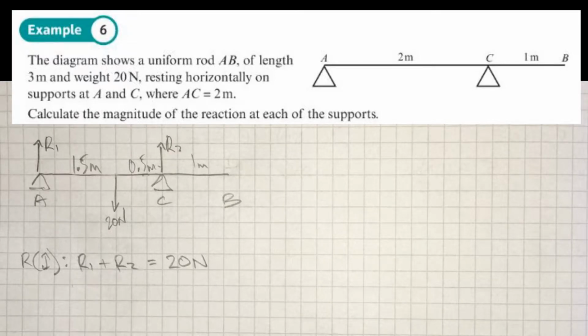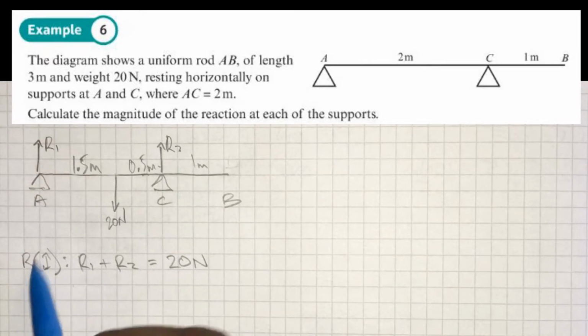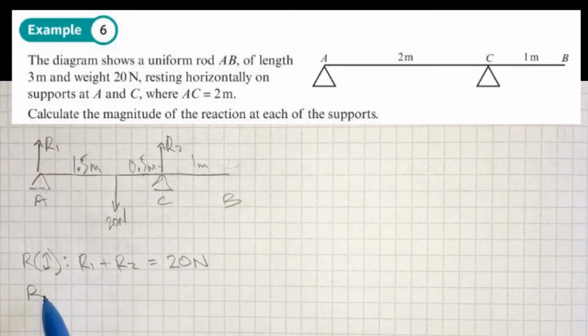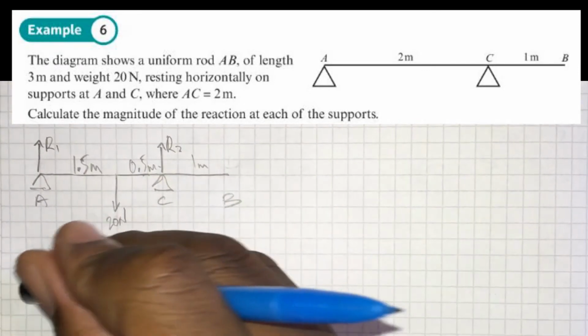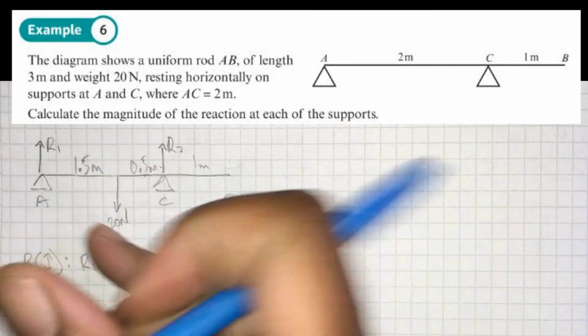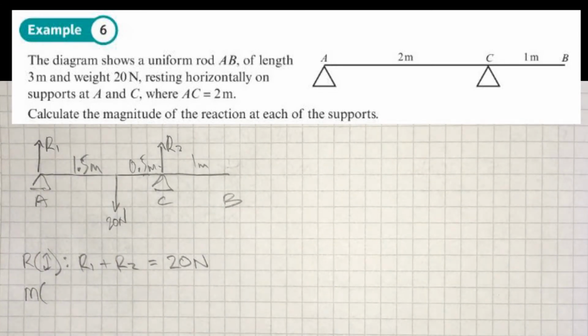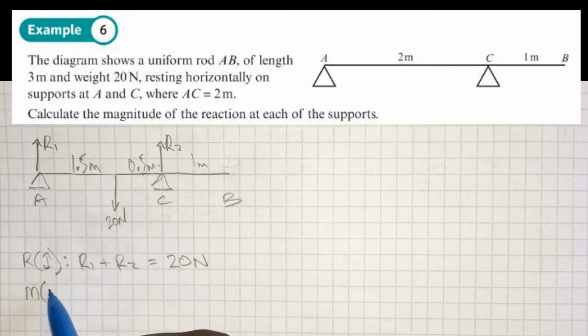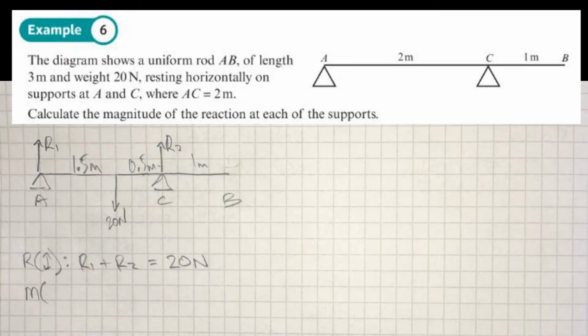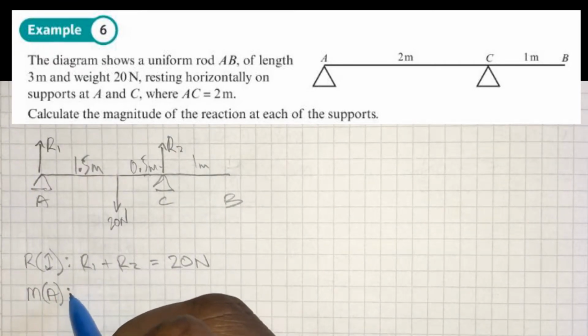Next, we need to choose a point to take moments from. I recommend that you always choose one of the support points to take moments from. Some people choose the end of the rod or the center of mass. Much better that you pick one of the support points. Main reason being, it eliminates one of the reaction forces, and we don't need to consider it in our calculations. So let's go ahead and take moments from A.